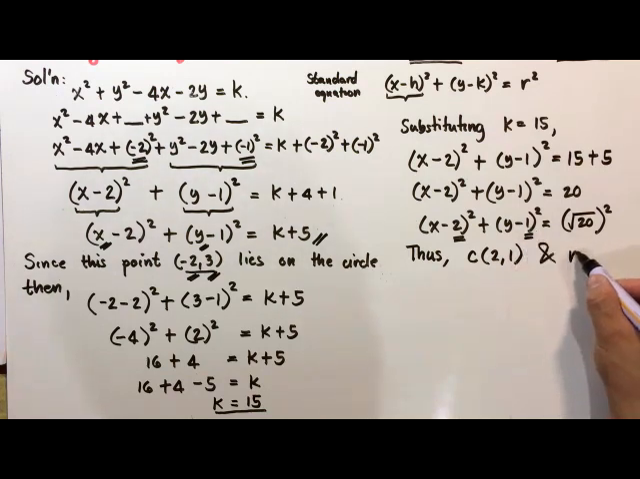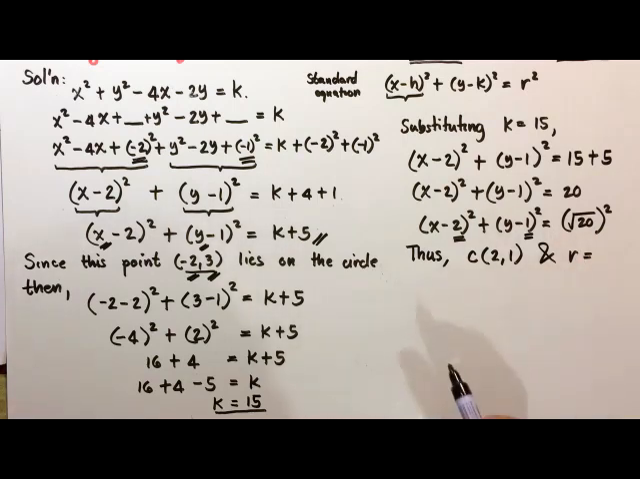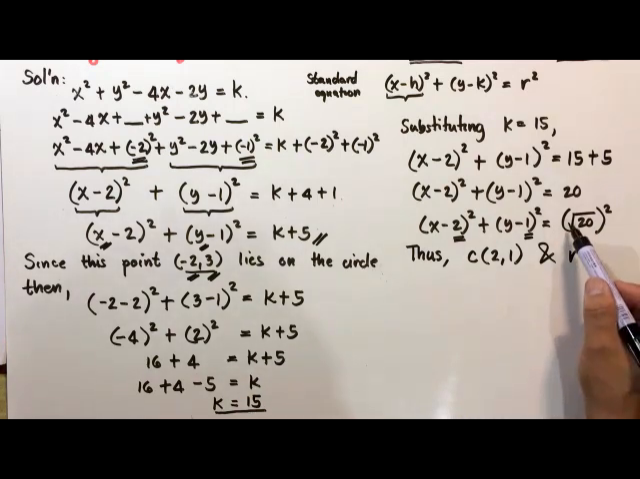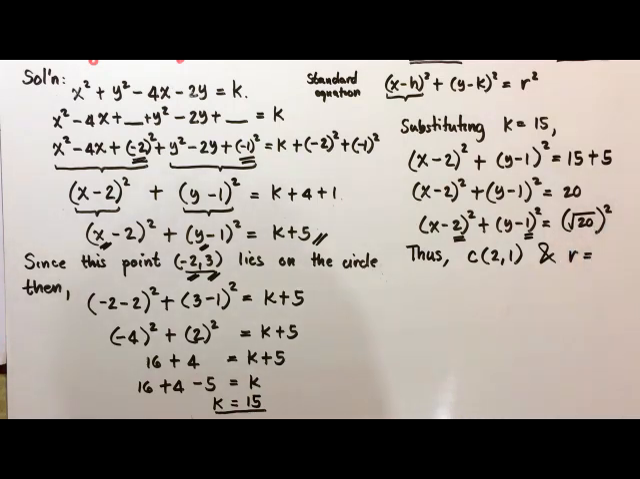So also the radius is the square root of 20. If I factor out 20, in which one of the factors is a perfect square, that is the square root of 4 times 5, and the square root of 4 is 2. So 2 square root of 5 is the radius of the circle.